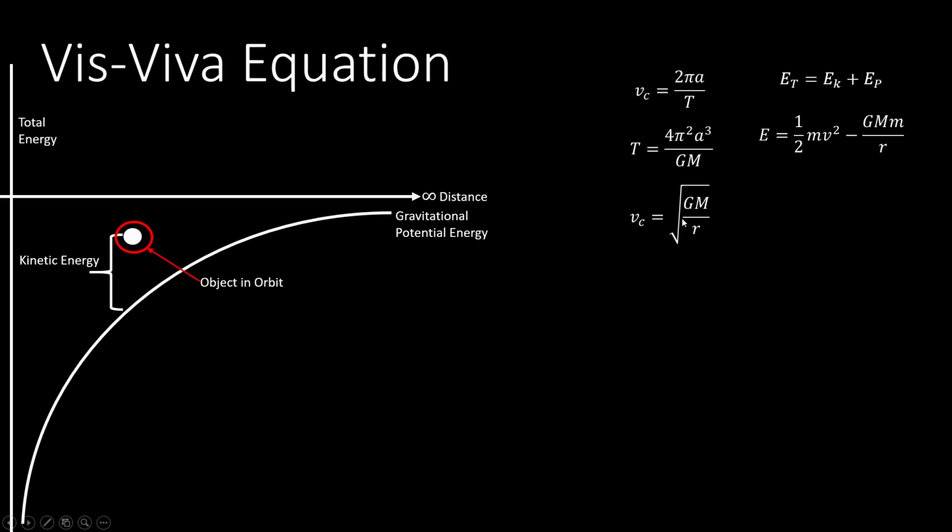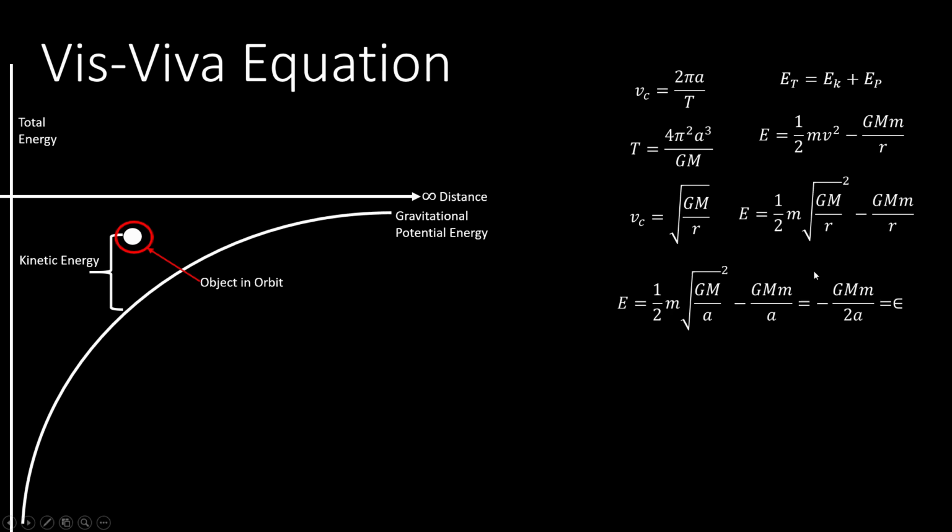Substituting this into our energy equation, we get that the kinetic energy plus the potential energy is equal to the negative of the gravitational constant multiplied by the mass over 2 times the semi-major axis. I'll just refer to it as a from now on. And this is finally equal to epsilon, or the specific mechanical energy in orbit. We're not done yet, though.